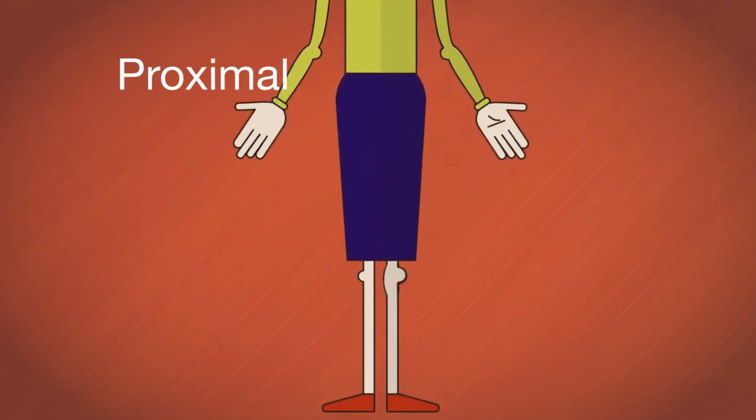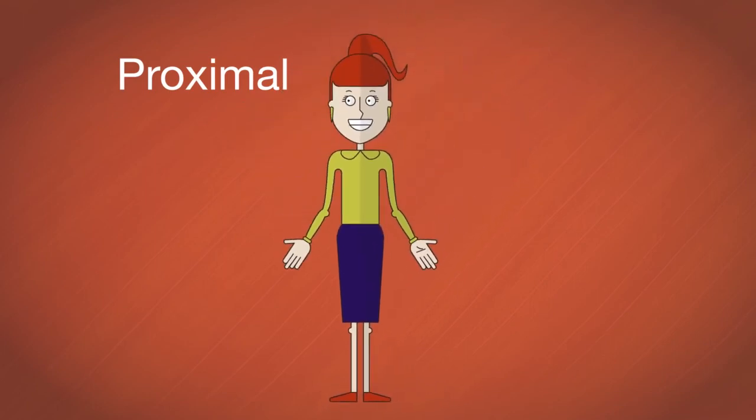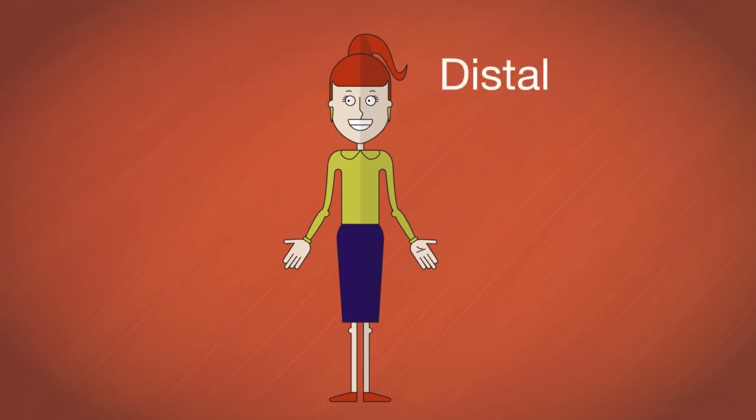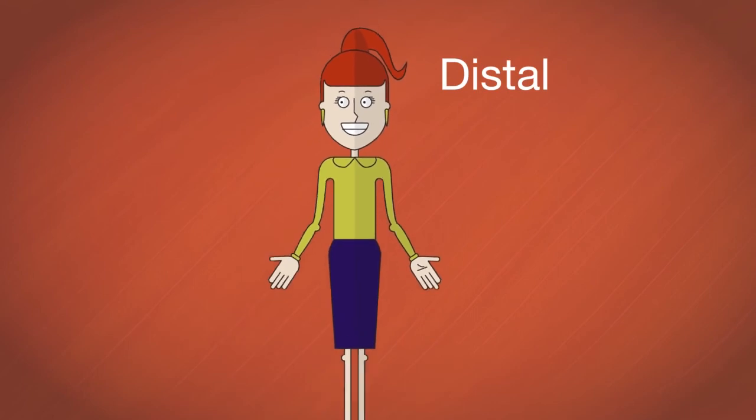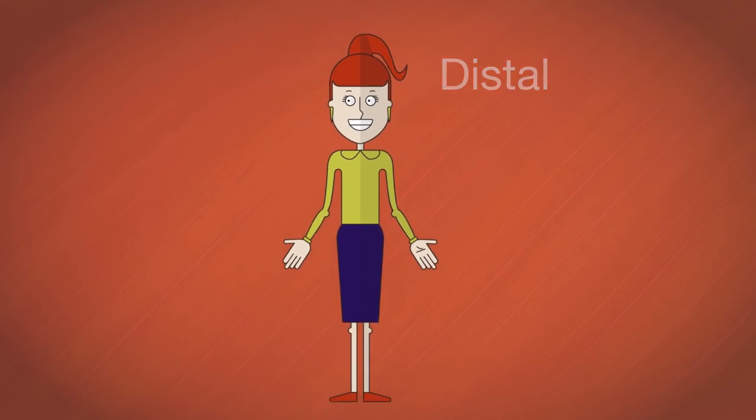For example, the knee is proximal to the ankle because it's closer to where the leg is attached to the body. Distal is the part farther away from the point of attachment. For example, the wrist is distal to the shoulder. It's farther away from the point of attachment than the arm is.